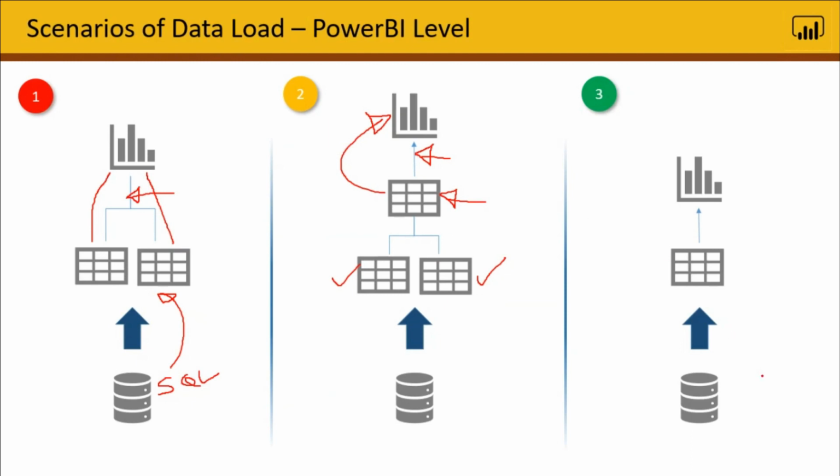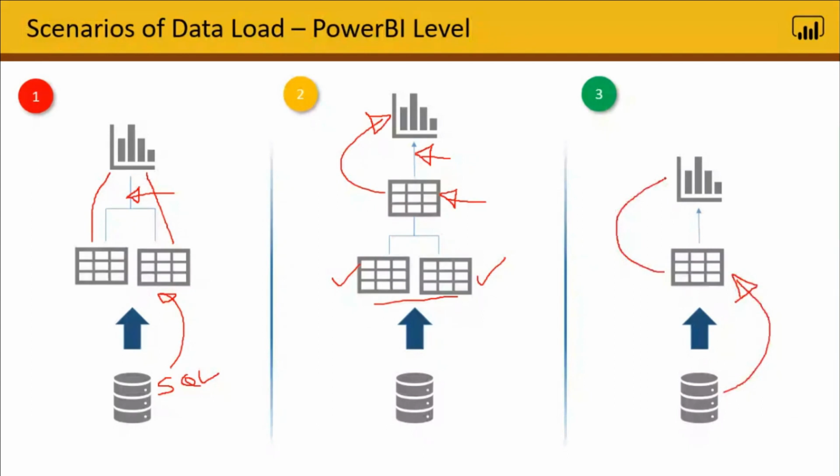And then the third scenario is where I'm not going to be importing these two tables at all. As a matter of fact, I'm going to be using a query of my own to create an aggregated table directly in the SQL query and then fetch only the output of that query, which is going to be a single table, and then run that report based on that one table.